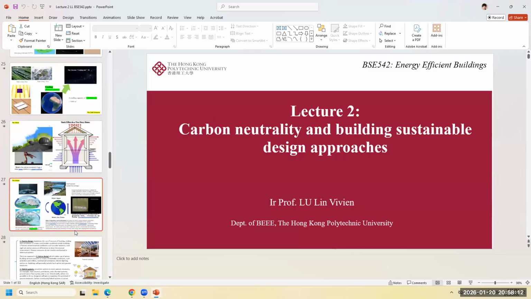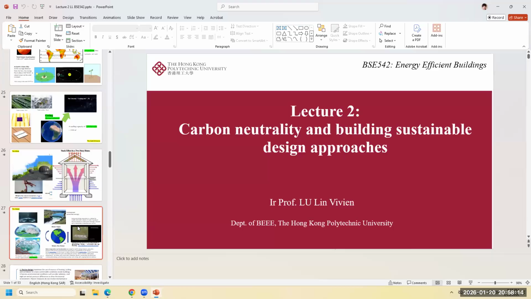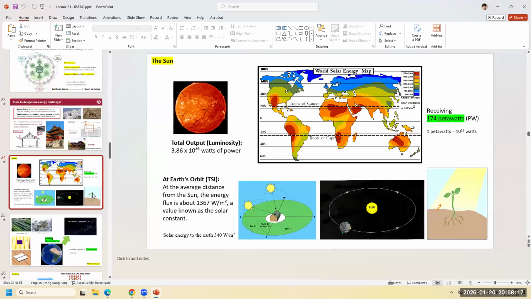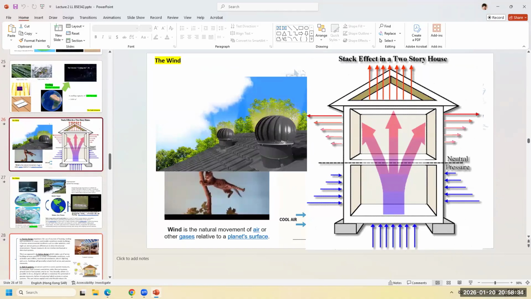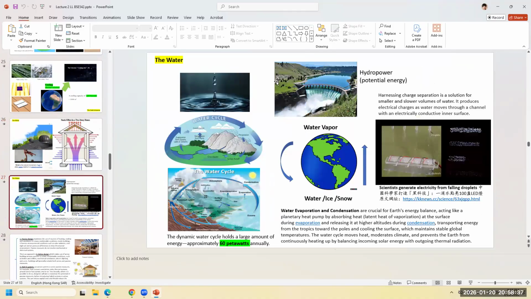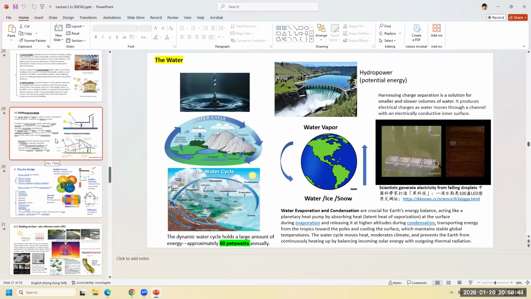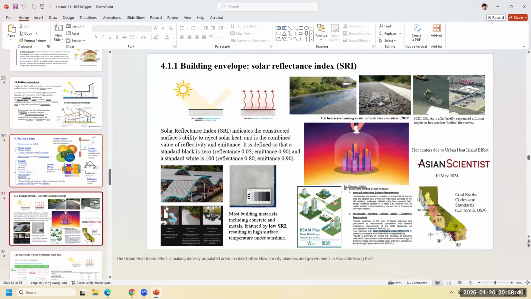So regarding the, I think during class I mentioned the infinite energy from the sun, the cooling energy from the universe, and also the energy held by the wind and by the water, mainly due to its potential energy and also vaporization. We discussed passive design for our building envelope.